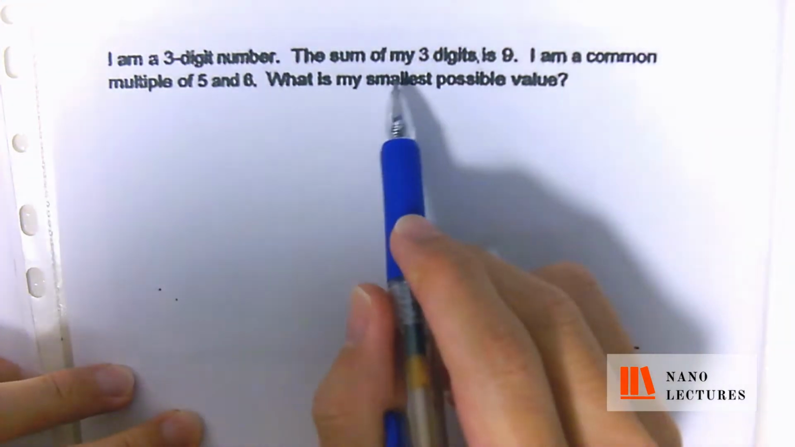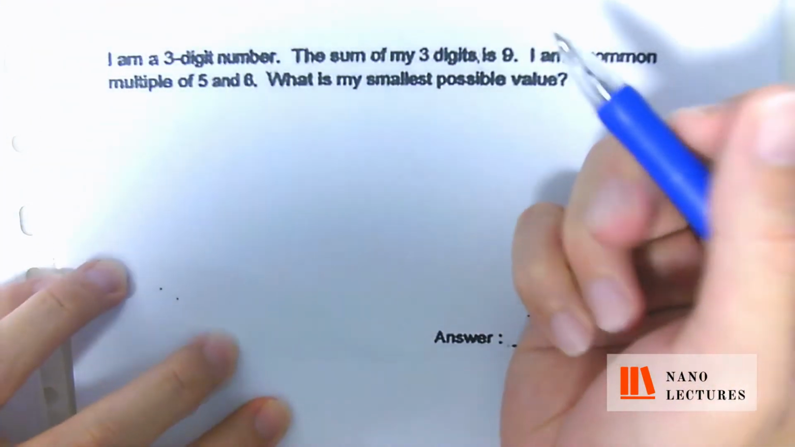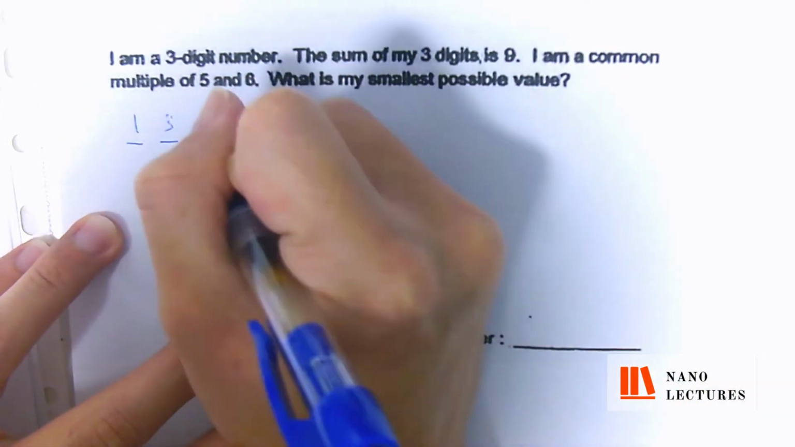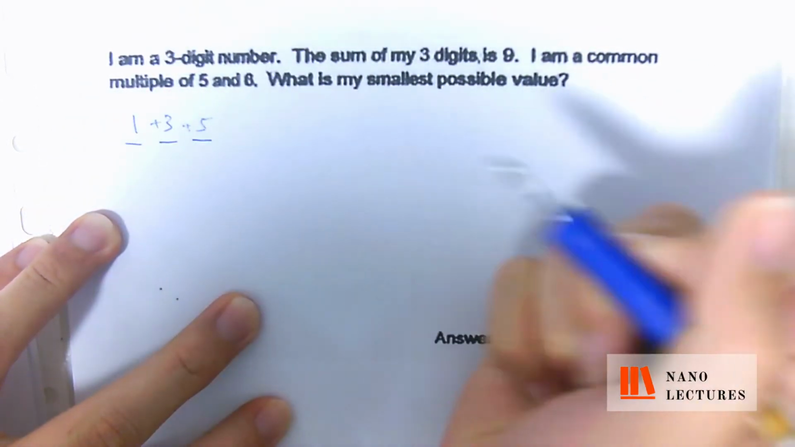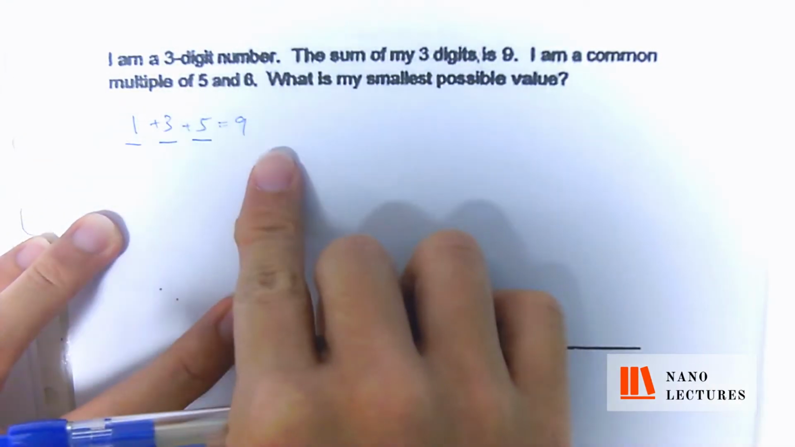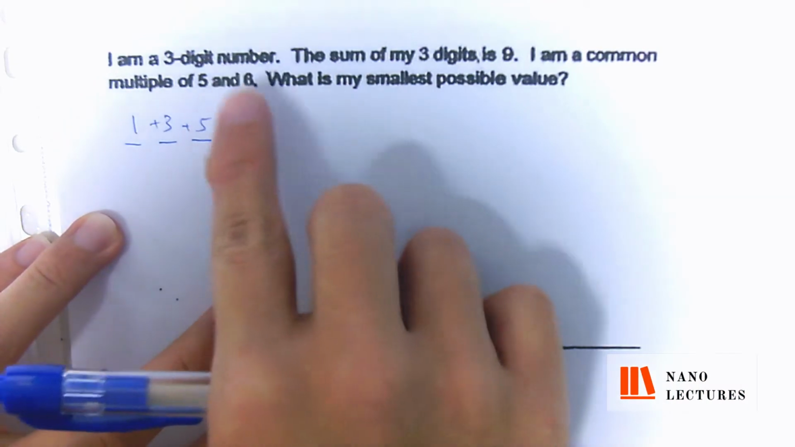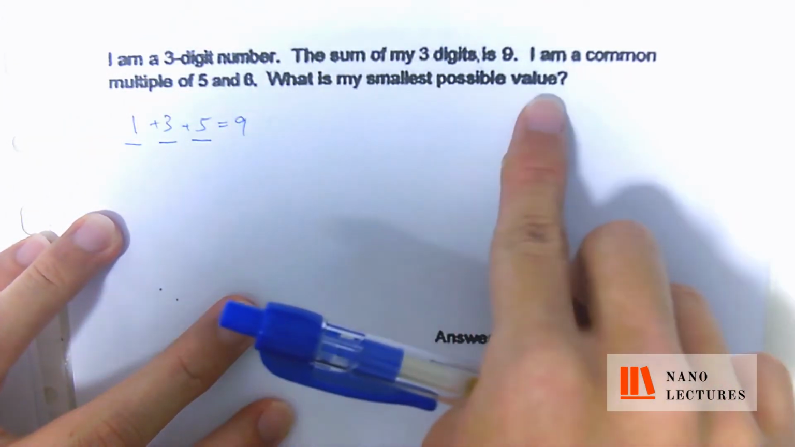Number, the sum of my 3 digits is 9. So what this tells us is that if I have a 3-digit number, let's say for example 1, 3 and 5, all of them add up together will give me 9. So this is just one example of a possible answer. Now they say that I'm a common multiple of 5 and 6. What is my smallest possible value?